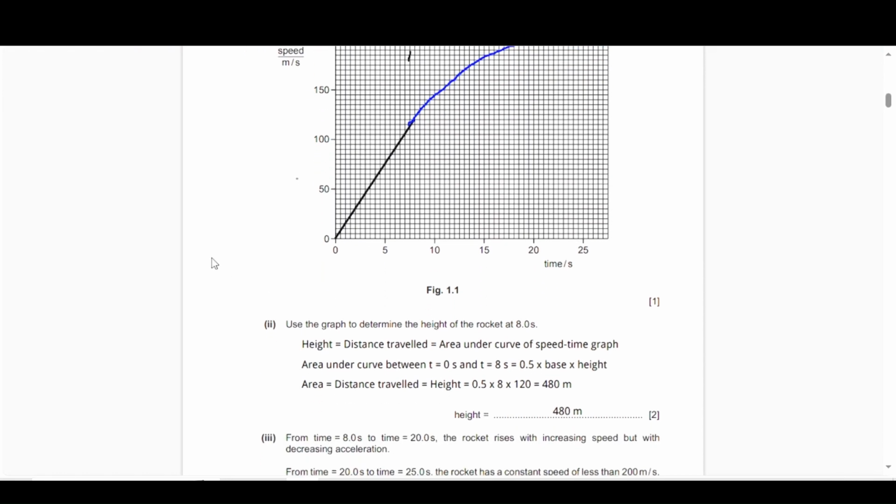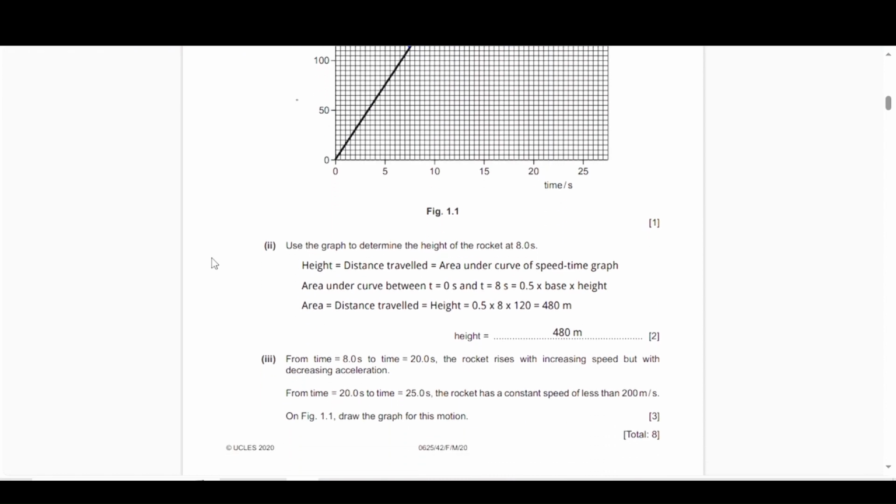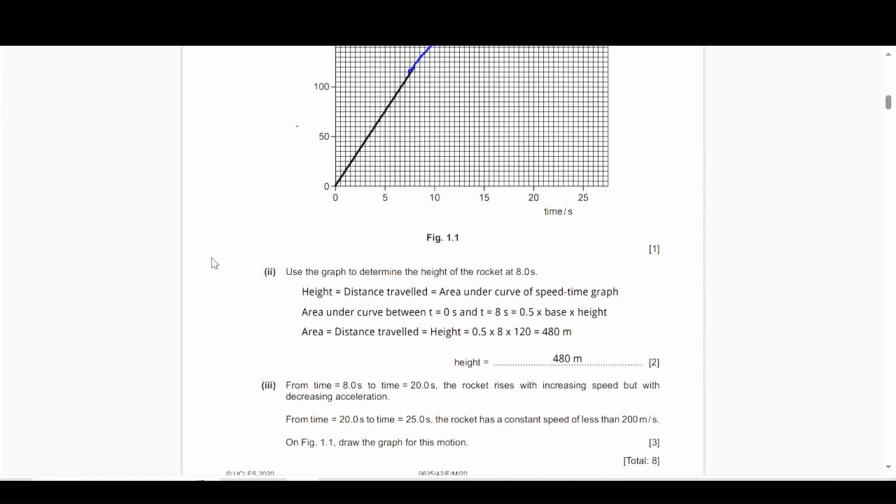And then they said from time t equals 8 to time t equals 20 seconds, the rocket rises with increasing speed but with decreasing acceleration. From time t equals 20 seconds to time t equals 25 seconds, the rocket has a constant speed of less than 200 meters per second. We want to draw the line.